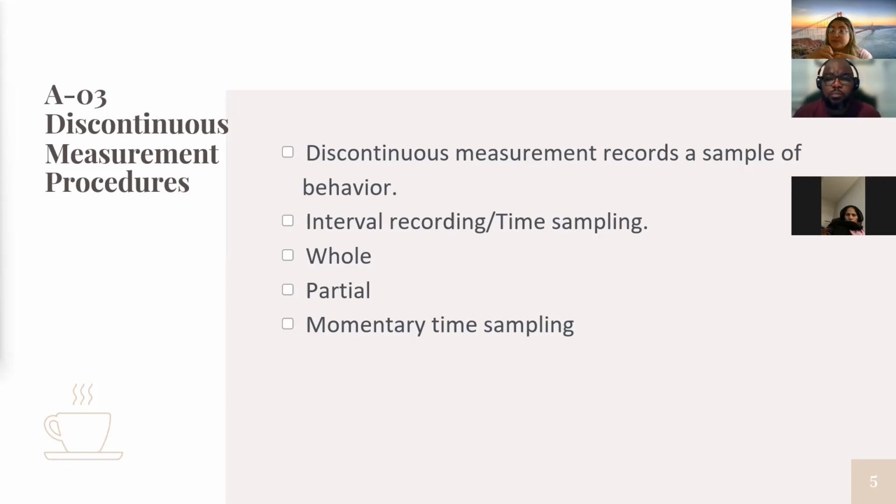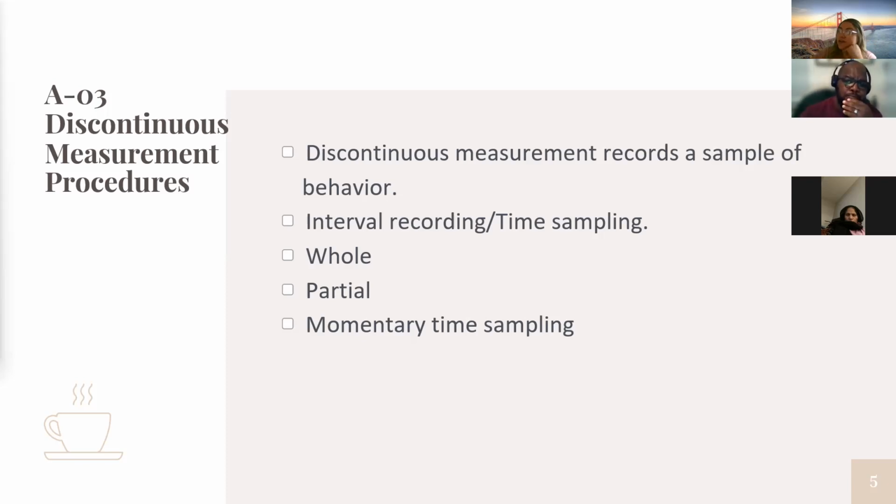If I was going to record every single instance that the client engaged in hand flapping, I would be there all day with the clicker. Click, click, click, click, click, click, click. And I wouldn't have any time to do anything else. So instead, we're going to take data using discontinuous measurement. The different types of discontinuous measurement are whole interval, partial interval, and momentary. And those are your time samples.